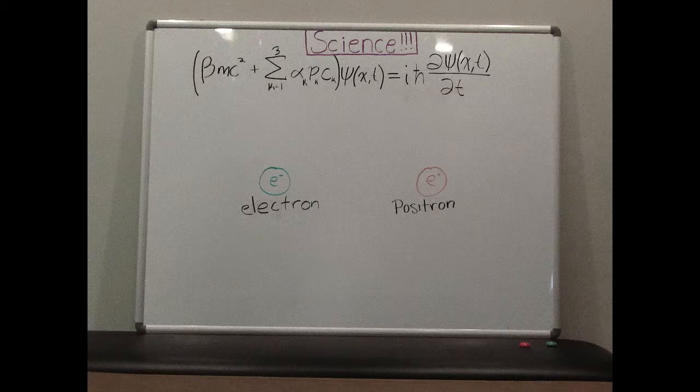What Dirac did not expect was that this equation would work for both an electron with a negative charge and for an electron with a positive charge, and thus he proposed the existence of what we now call antimatter. Here we see the electron and its antimatter counterpart, the positron.